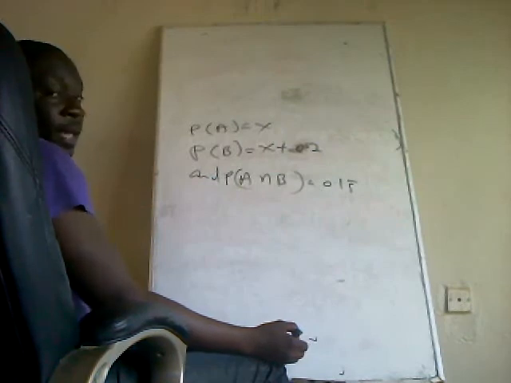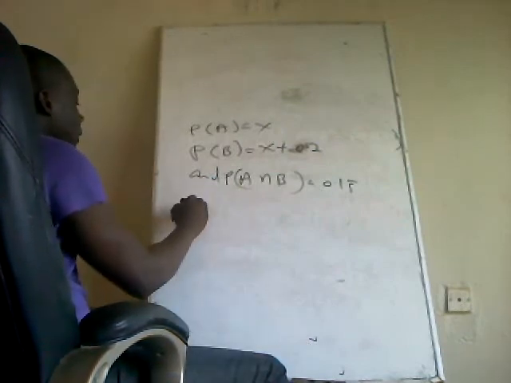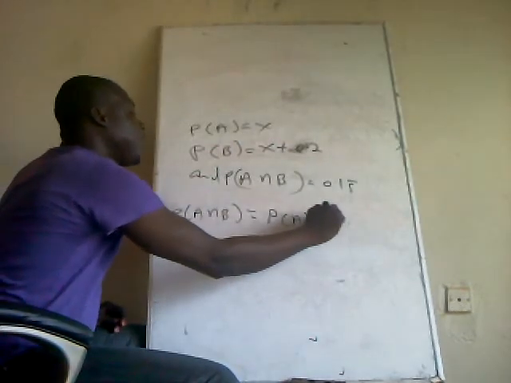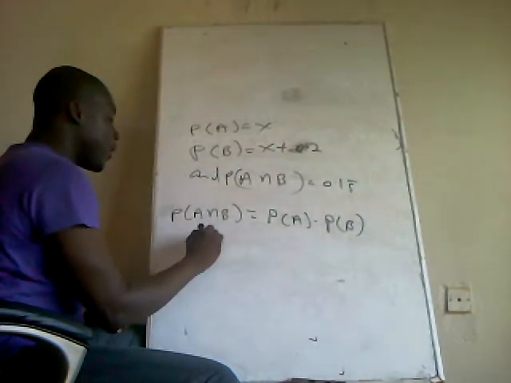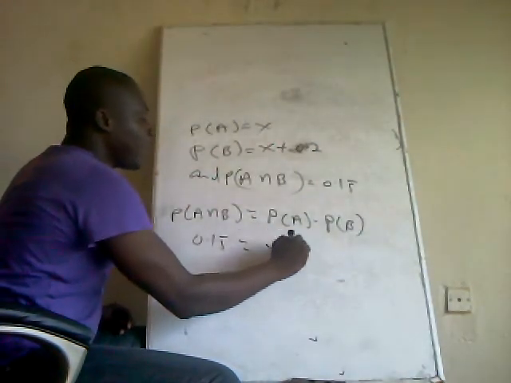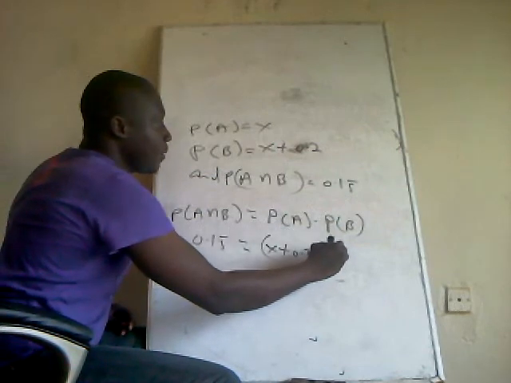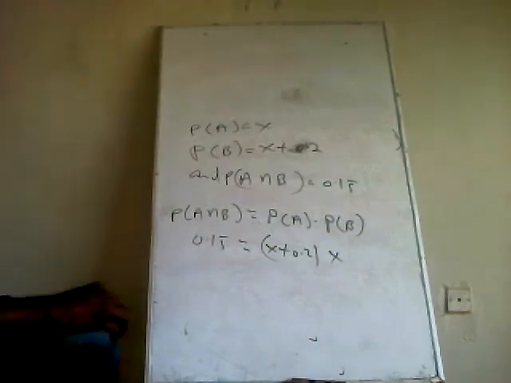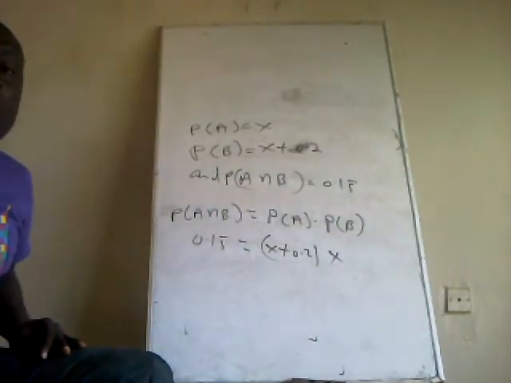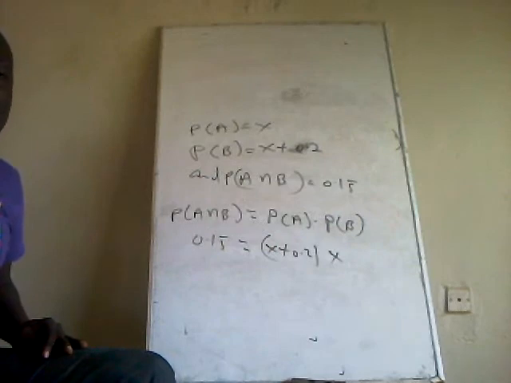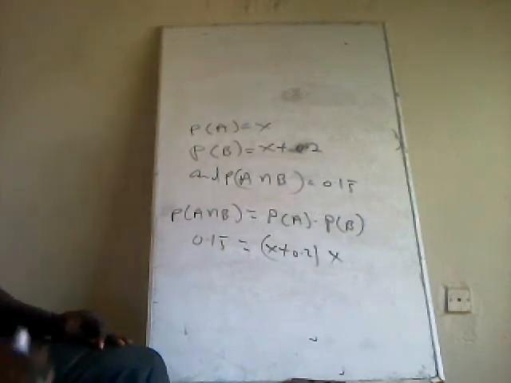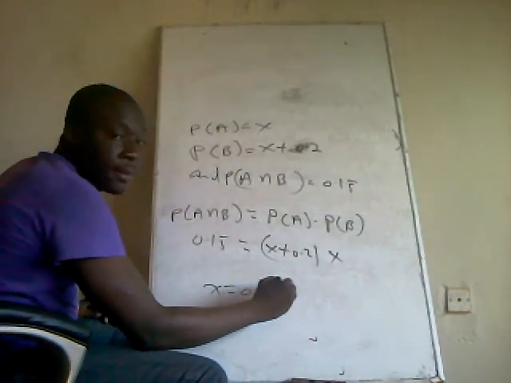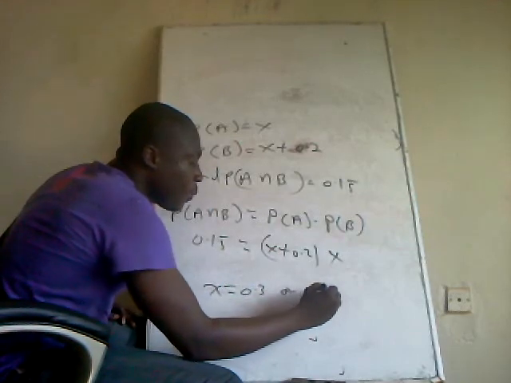Now it's very simple. If two events are independent, then P of A intersection B is equal to P of A times P of B. So here 0.15 is equal to X plus 0.2 multiplying X. And we will solve this, right? You solve this. The solution is in the book. And it's so clear, right? We will solve this and we will get X to be equal to 0.3 or minus 0.5.